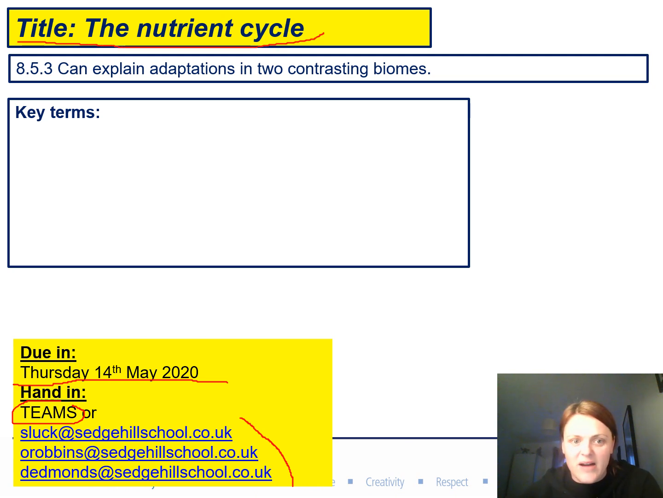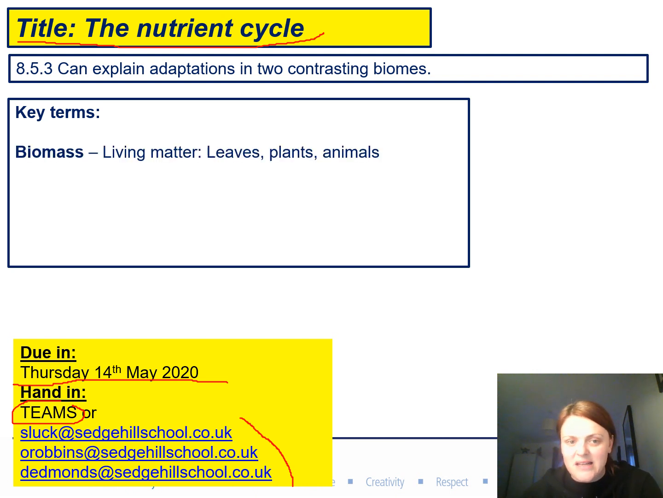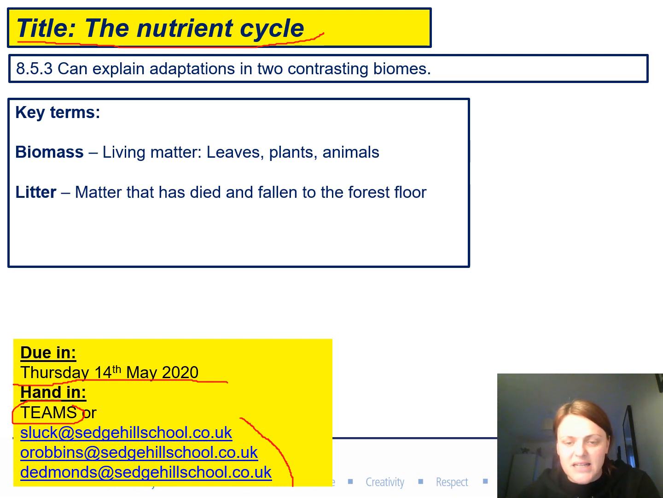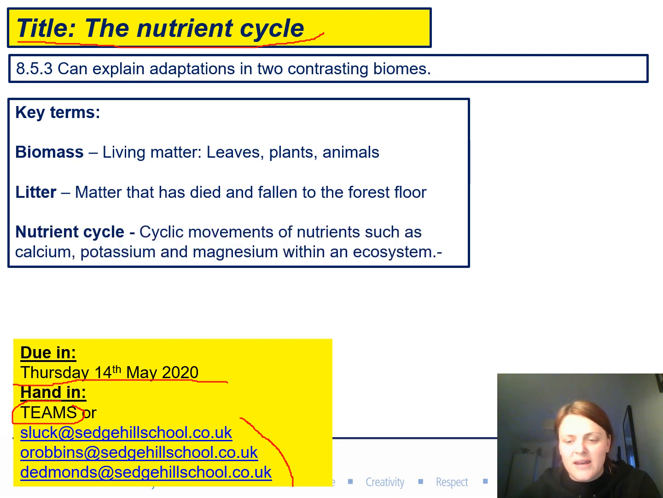So if you can write that down, and then we're going to look at the key terms. Our key terms today are biomass. This means living matter such as leaves, plants, or animals. Litter. Now this is matter that has died and fallen to the forest floor. And nutrient cycle. Now this is a cyclic movement of nutrients such as calcium, potassium and magnesium within an ecosystem. And we'll look at that in a bit more detail in a minute. So write down the title and the key terms, pause the video.